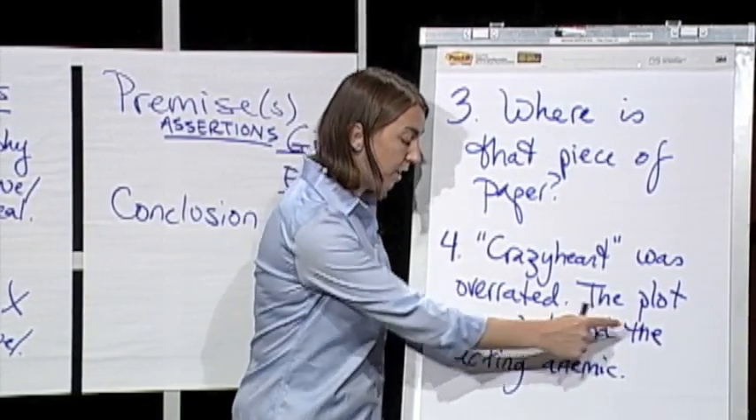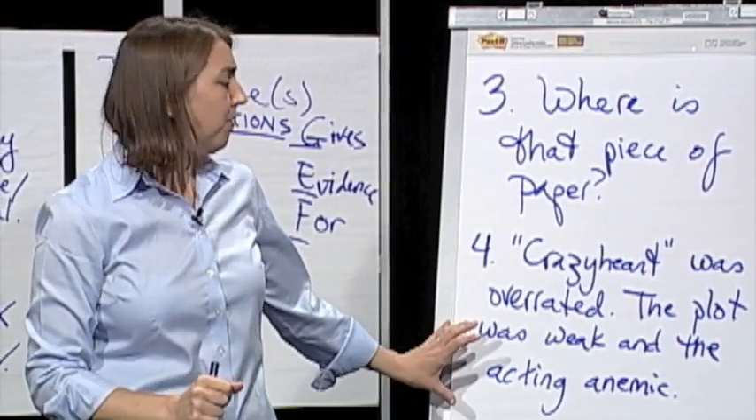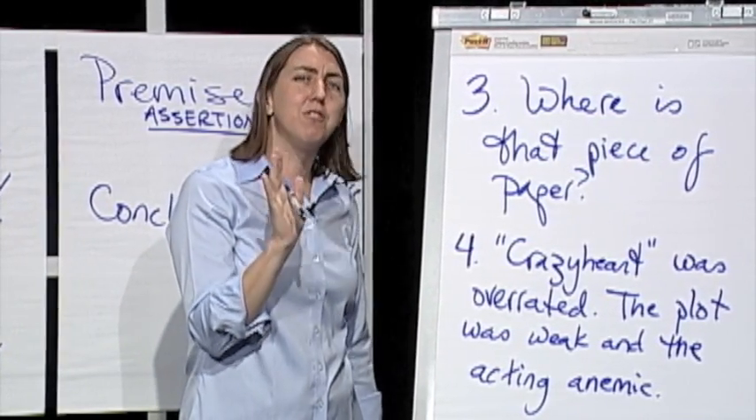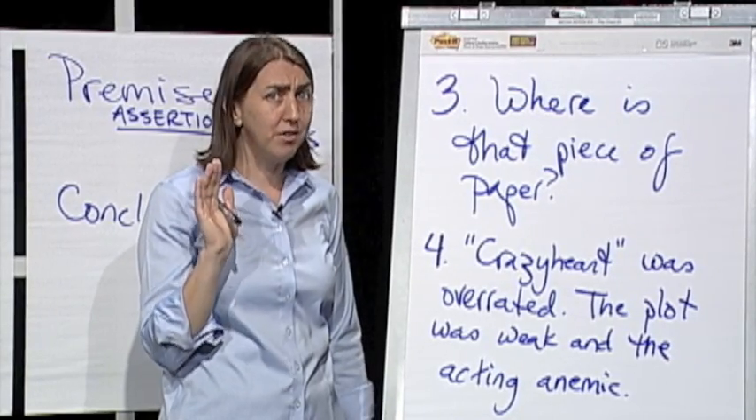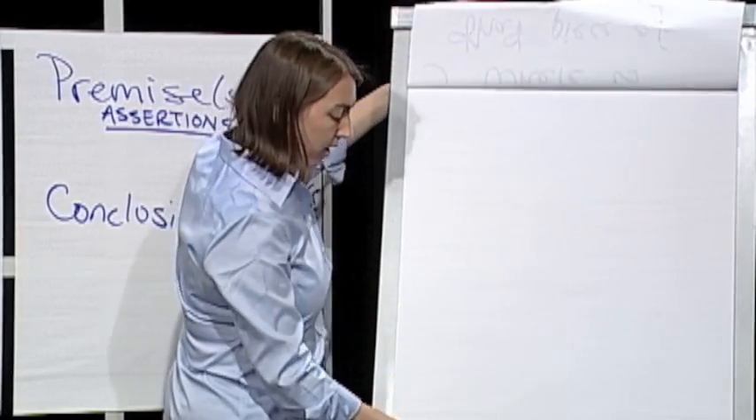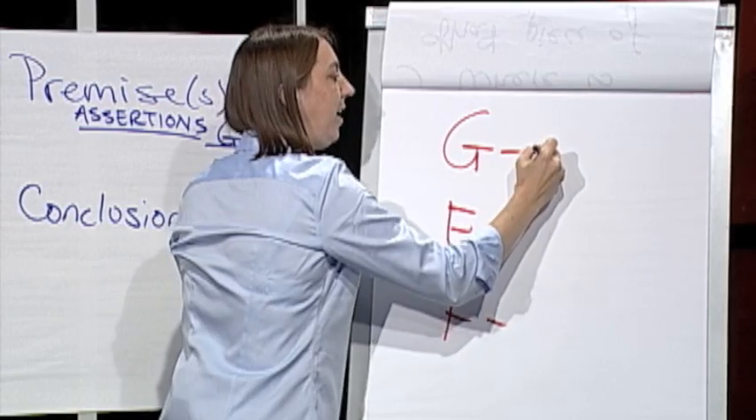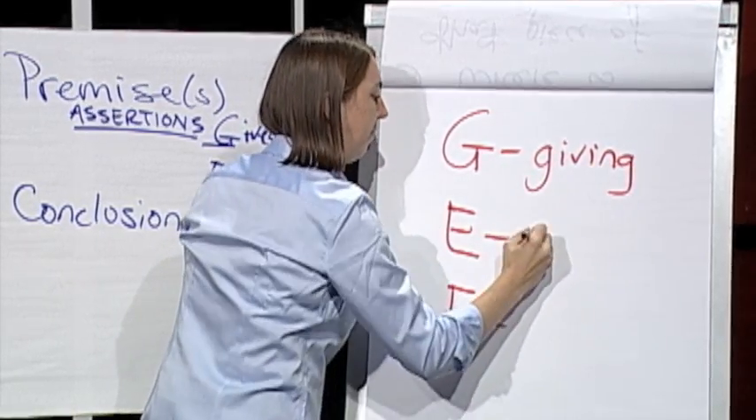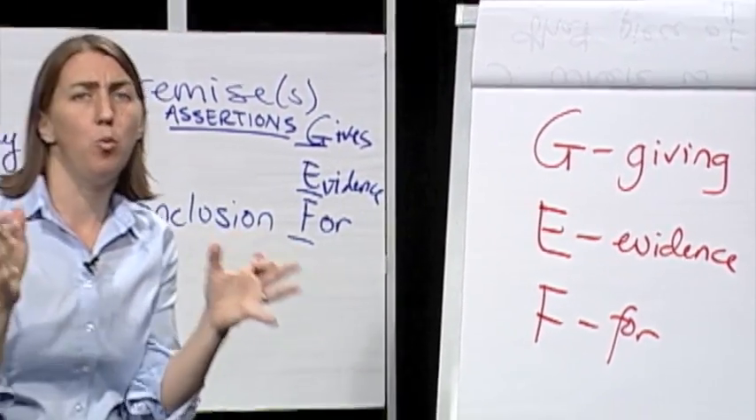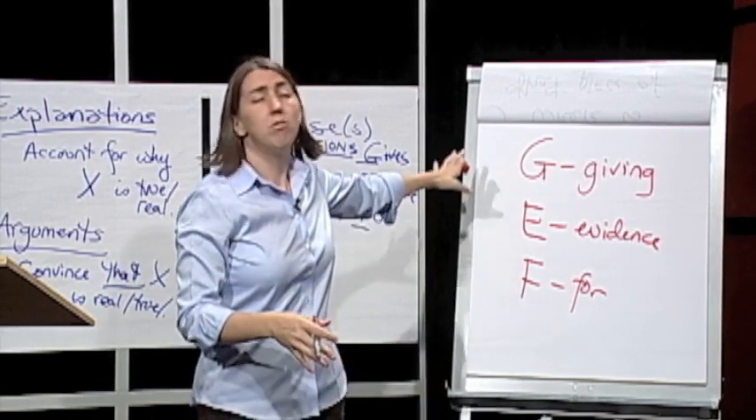Two premises, actually. The plot was weak and the acting anemic. Okay? Both of these are claims. Both of them function in order to persuade me of this conclusion. Remember, arguments are not defined by their level of seriousness or by their level of import. They're only defined by whether we have one and only one relationship. Giving evidence for. That's what we're looking for. Is there a relationship by which one or more claims are intended to give evidence for another? If so, we've got an argument.